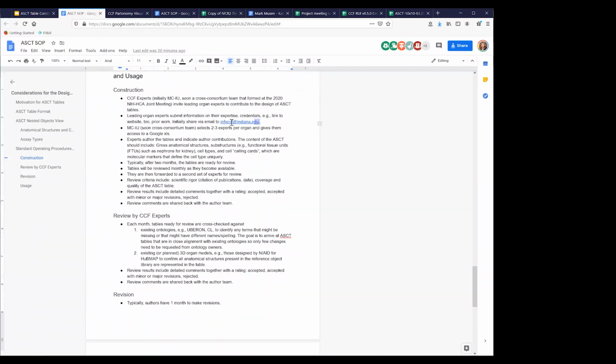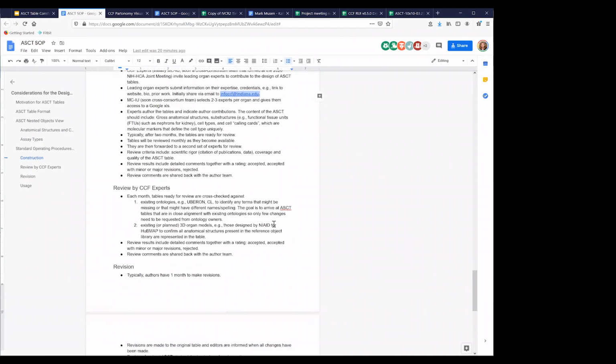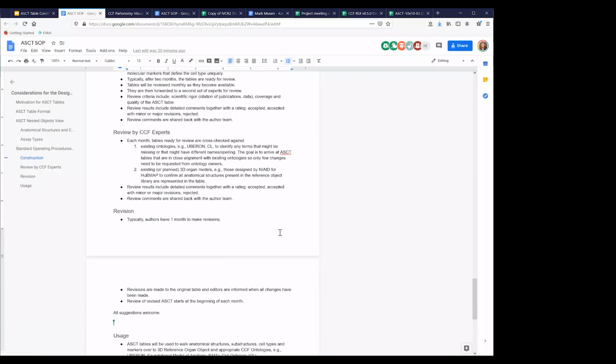There is this ccf@indiana.edu email, which you can use to just volunteer your time. And again, thank you for that. And you will get to see maybe the very first ASCT table for the organ you deeply care about. So there is some benefit in volunteering to review. And then we would also ask authors to review or to revise their tables, and then to share back until there is a table that can be shared publicly.